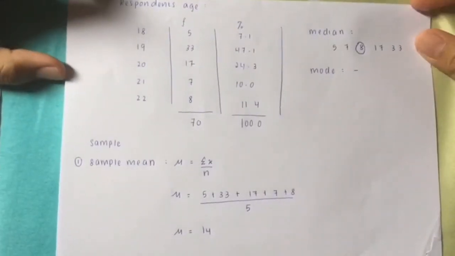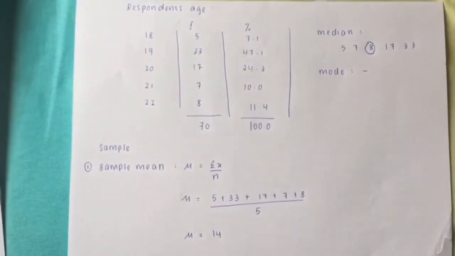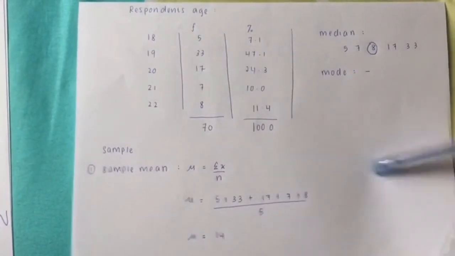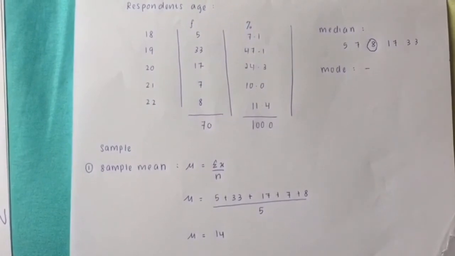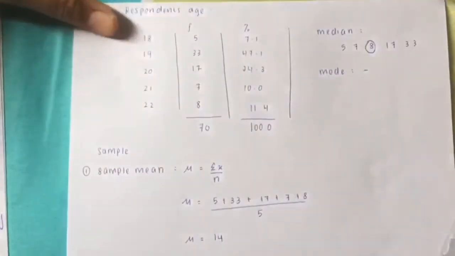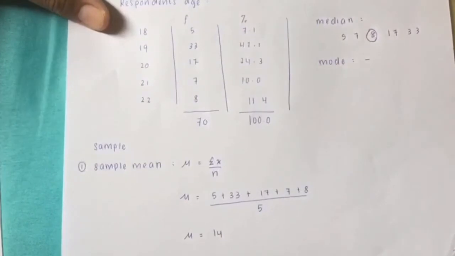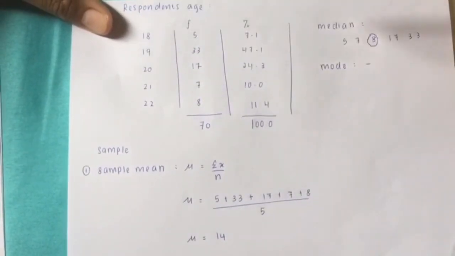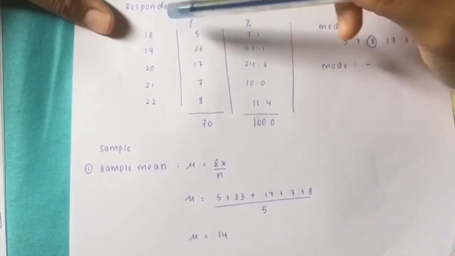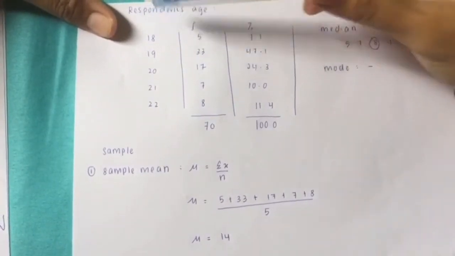Okay, so hi guys. Today I want to teach you how to do measures of central tendency and measures of variation for group data. As you can see, we already opened a Google Form and asked about the respondent's age. We put the answer in multiple choice from 18 years old until 22 years old. This is the data for the frequency and the percentage. Respondents are mostly 19 years old, and the least is 18 years old.